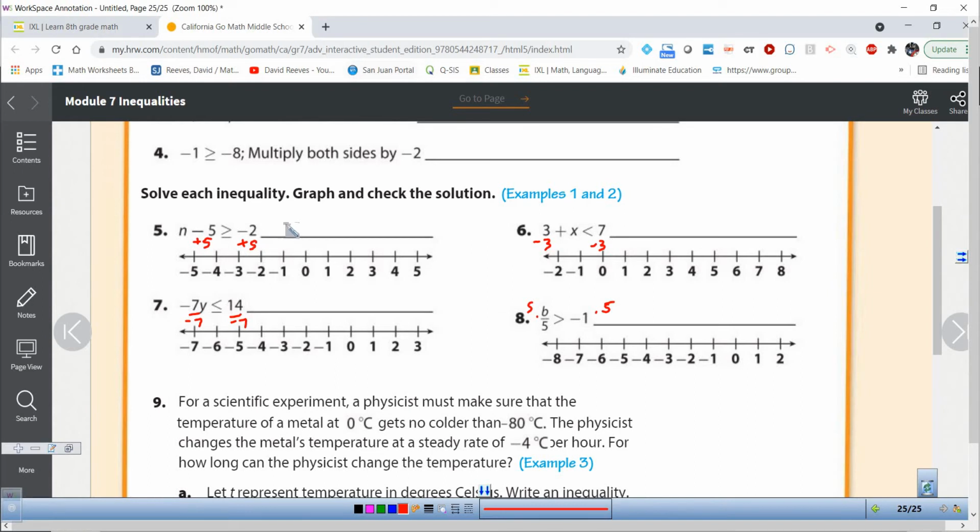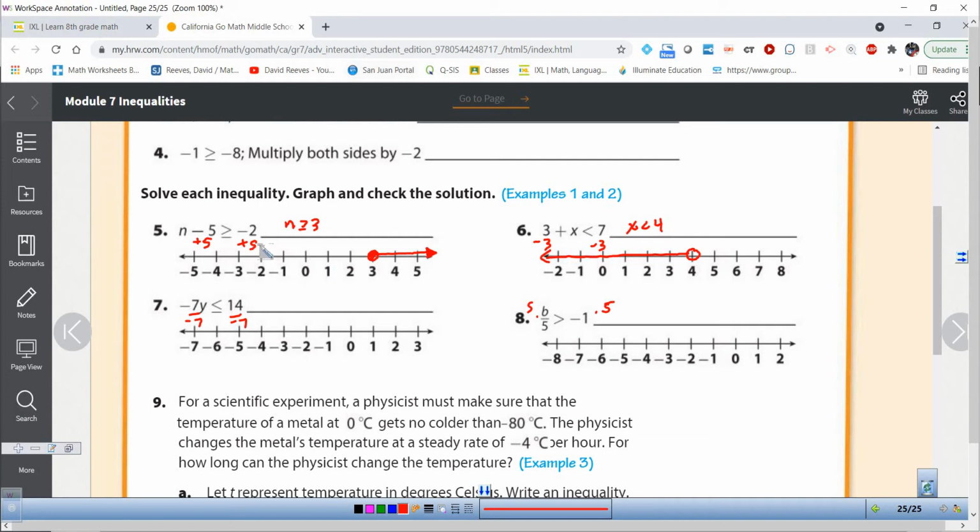All right, adding 5 to both sides gives me n is greater than or equal to 3. So I go to 3, and since it's greater than or equal to, I color it in, and then I make an arrow going to the right, like so. On this one right here, I get x is less than 4. That gives me an open circle on 4, and since x is less than 4, I go to the left because this is where all the values are less than 4.